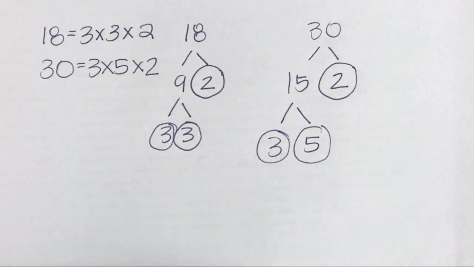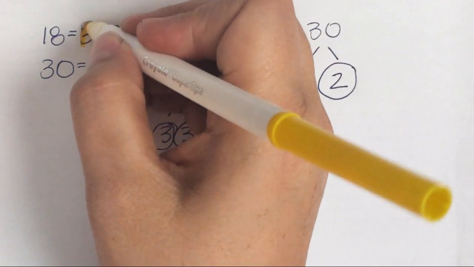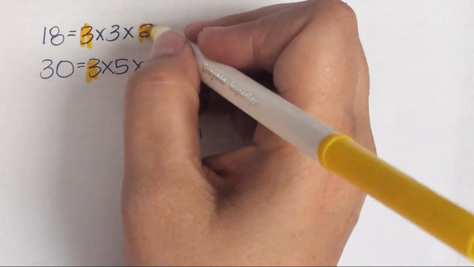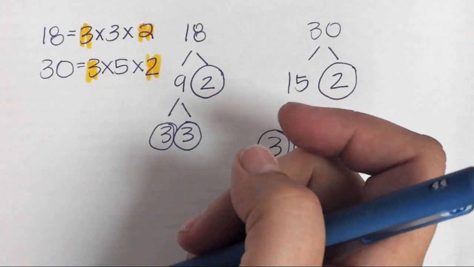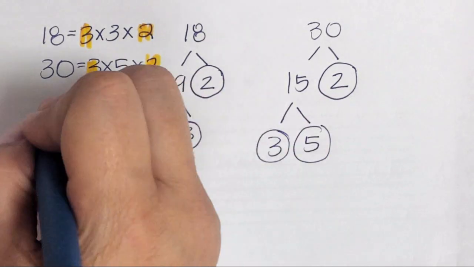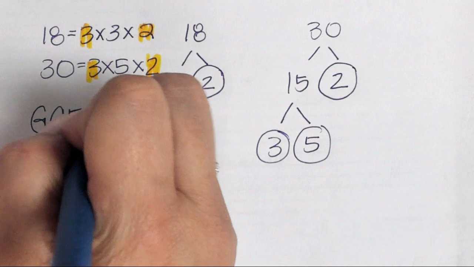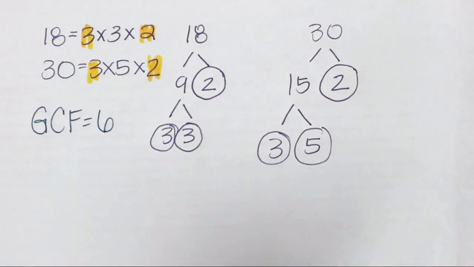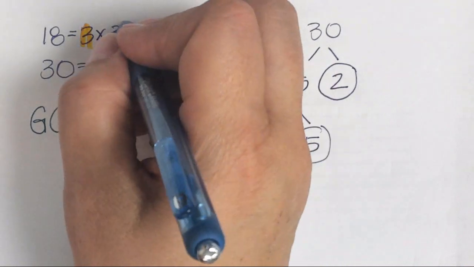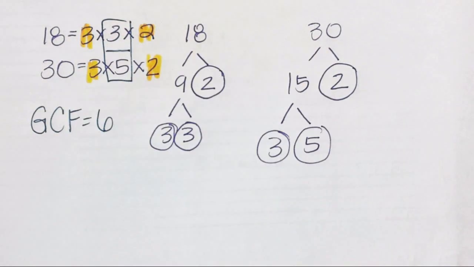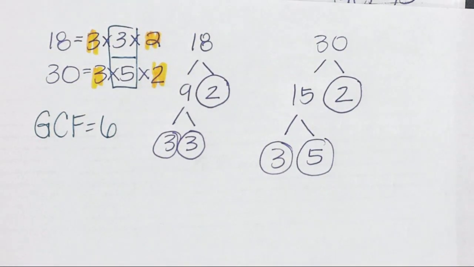At this point, I want to look for all the numbers they share. 3 and 3, 2 and 2. So if I look at this, what is 3 times 2? 6. So my greatest common factor is 6. Now the great thing about using this is that if you are finding the greatest common factor for the purpose of simplifying, whatever is left over is your simplified fraction.